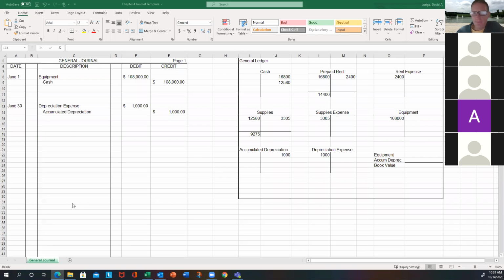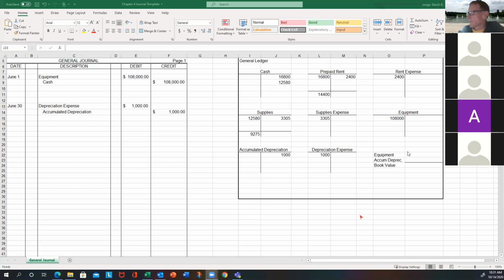relates to the equipment. So if you can look on my ledger, what I've set up over here, it's off to the side. You'll notice we've got equipment, which is 108,000, and accumulated depreciation, which is 1,000. So there's a concept, if you watch in the PowerPoint and read the book, that they do call book value that relates to the equipment. And what that is, that's just the presentation on the balance sheet.